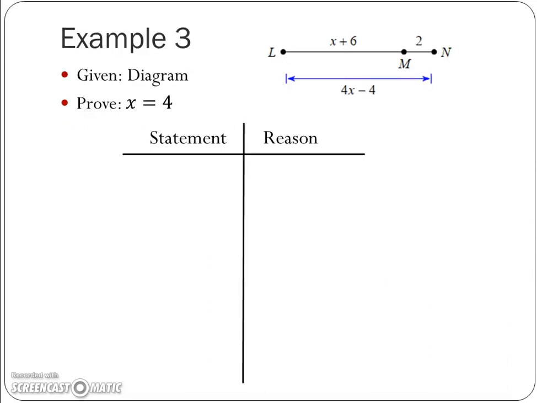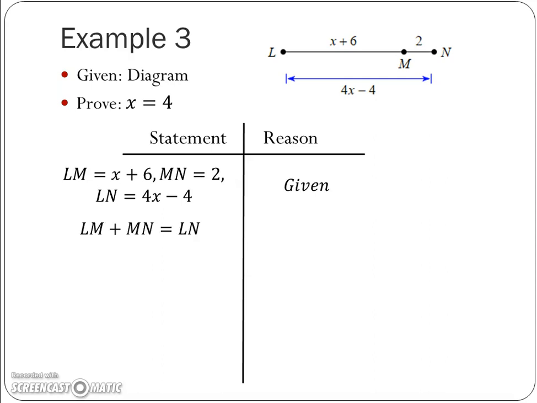Okay, sometimes we actually have to do a proof using segments and addition in geometry. So we were given the diagram, and we're also given on the diagram LM is x plus 6, MN is 2, and LN is 4x minus 4. That was given on the diagram. Using this, we can use the segment addition postulate to set up the equation LM plus MN equals LN. That was just segment addition.